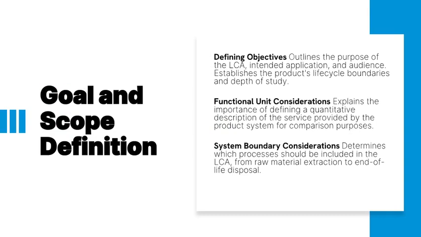Defining objectives outlines the purpose of the LCA, intended application, and audience. Scope establishes the product's lifecycle boundaries and depth of study. Functional unit considerations explains the importance of defining a quantitative description of the service provided by the product system for comparison purposes. System boundary considerations determines which processes should be included in the LCA, from raw material extraction to end-of-life disposal.